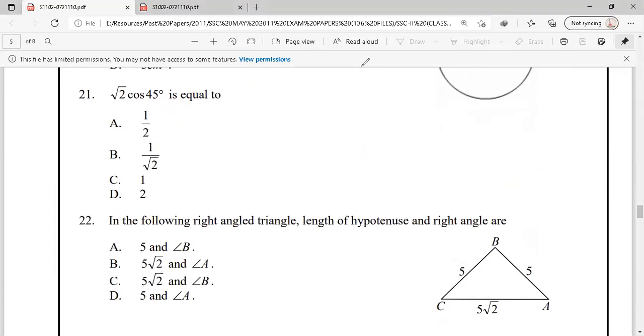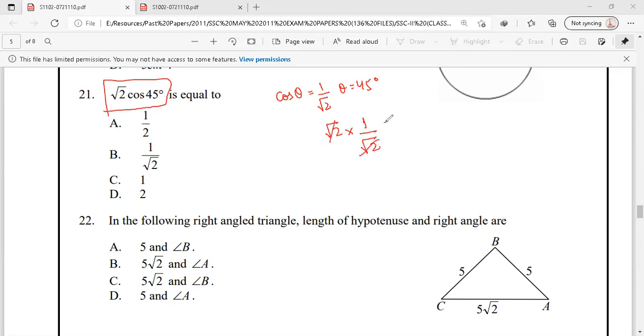Let's come to question number 21 and 22. Square root 2 cos 45 is equal to? We know that cos theta is equal to 1 over root 2 when theta equals 45 degrees. So square root 2 multiplied by cos 45, which is 1 over root 2, the simplified value will be equal to 1. So option C is the right answer.